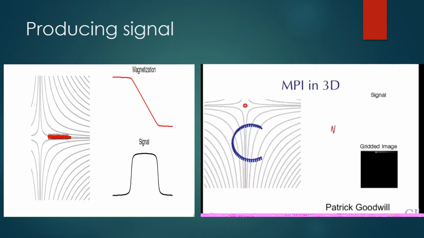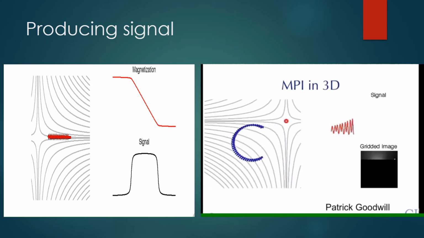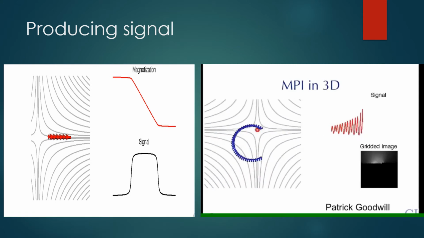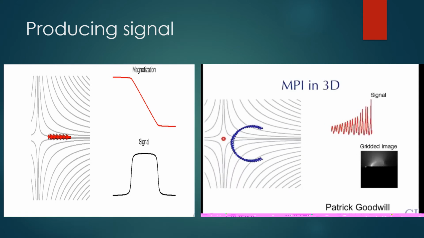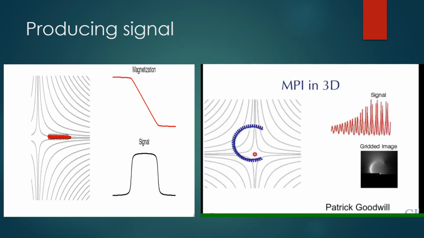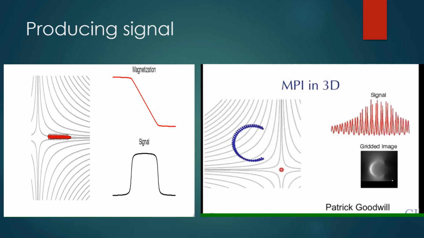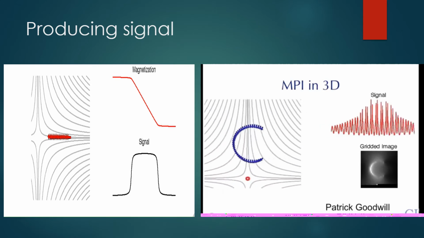And in another video, you can see the nanoparticles in the shape of a letter C, and when they cross the field free point, they produce a signal. And the signal is converted to an image, and you can see the image of the letter C appear here.